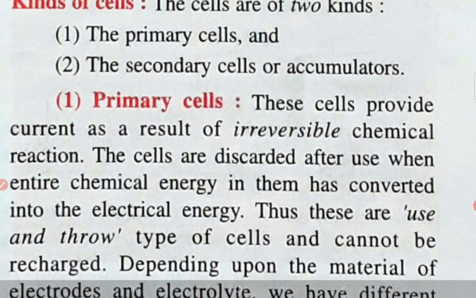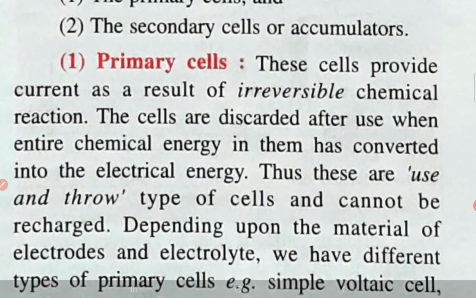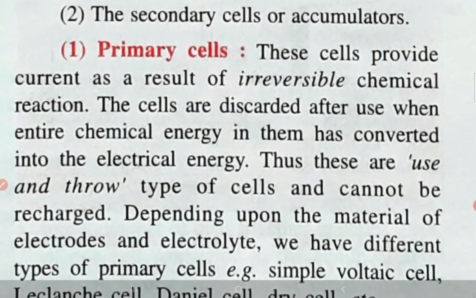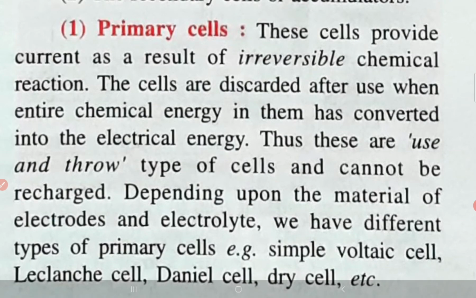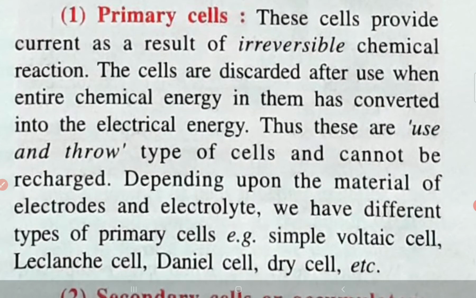So depending upon the material of the electrodes and the electrolyte, we have different types of primary cells. Primary cells also have some categories, depending upon their electrodes and electrolyte used, and in which kind of device it is used, right. We have simple voltaic cell, Leclanche cell, Daniell cell, dry cell, etc. So these are the various kinds of primary cells.